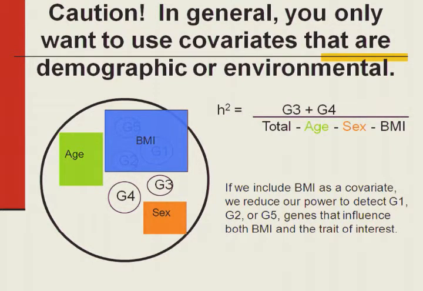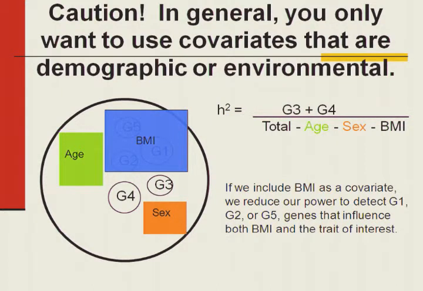There's a danger in the covariates. You can choose a covariate that is itself genetically influenced. And when you do that, it will absorb some of the variance, but it may be absorbing genetic variance as well as environmental variance. So let's say I include BMI as a covariate, and genes 1, 2, and 5 influence BMI, and in fact influence my trait I'm interested in via BMI. Including BMI as a covariate, I potentially increase my power to find 3 or 4, but I've decreased or eliminated my power to find 1, 2, or 5.